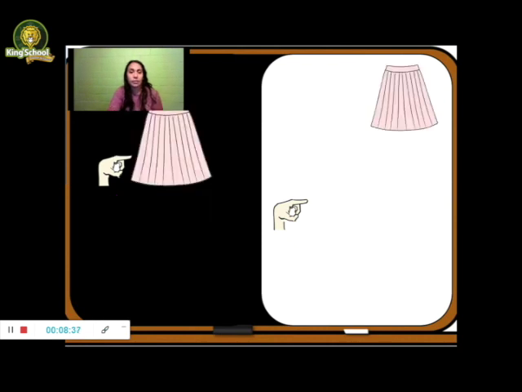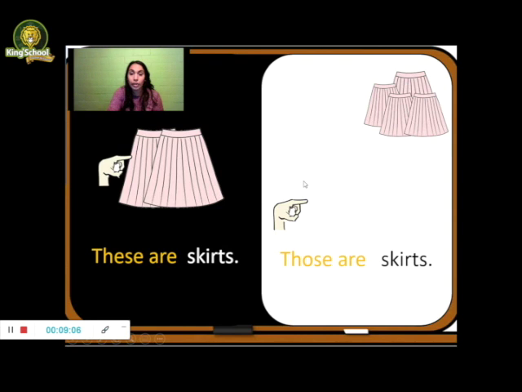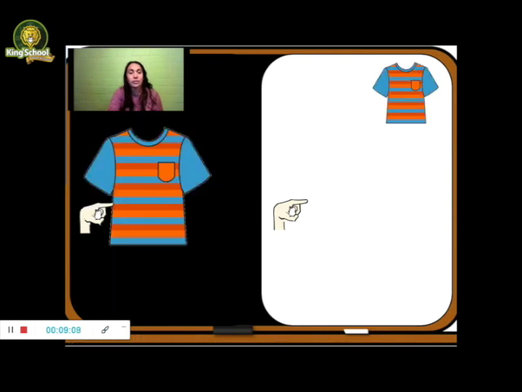Very good. Now, this is a skirt and that is a skirt. These and those, when we're talking about plural, more than one. Okay, these are skirts, and these are far. We're talking about those, yeah? Those are skirts.